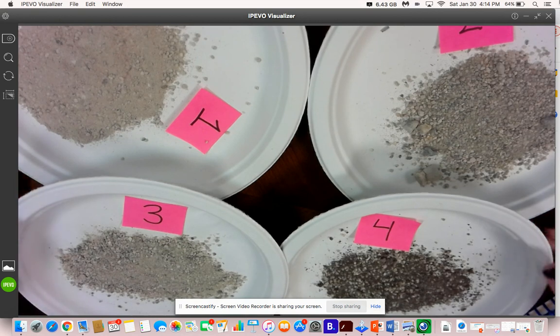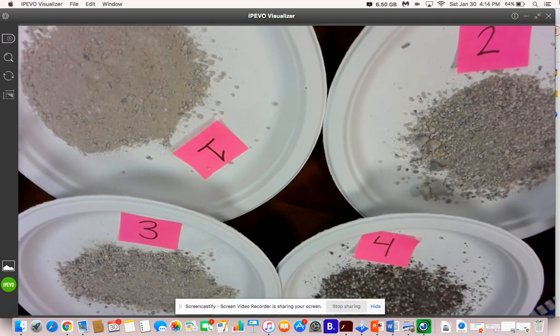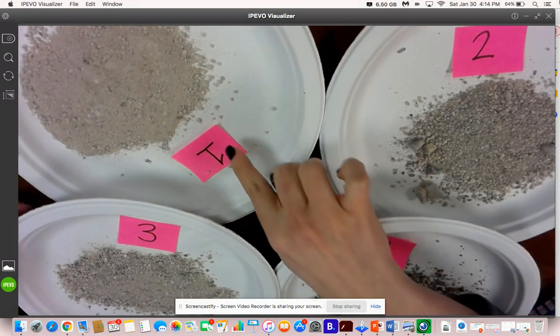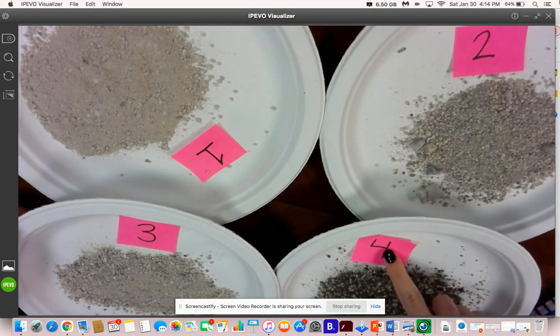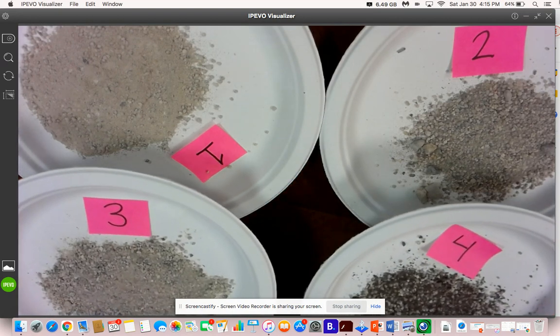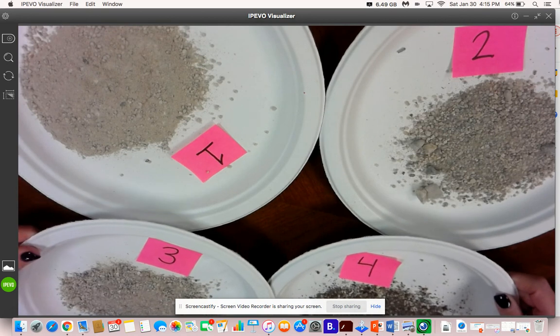As you can see here on my screen, I have each of the 4 soils still in the paper plates. They are labeled. Here's the first soil, the second soil, the third soil, and the fourth soil. So we still don't know exactly where these kinds of soil came from, but we are going to find that out later on in our investigation.